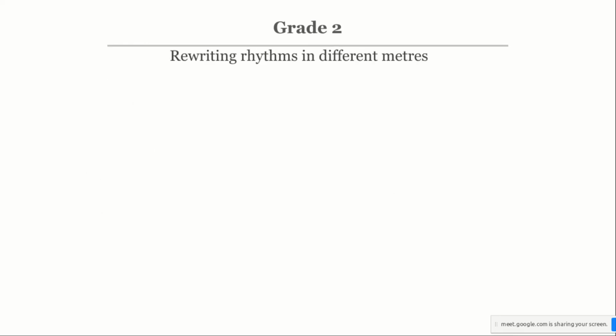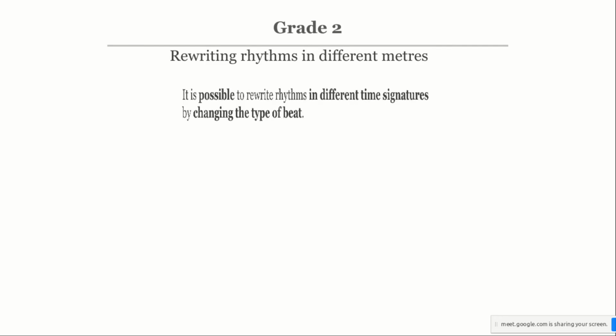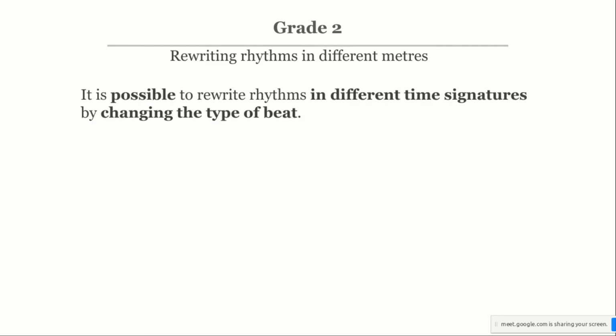So let's look at rewriting rhythms in different meters. It is possible to rewrite rhythms in different time signatures by changing the type of beat. Let me ask this kind of tricky question to Alice. I have a piece that has 70 minim beats per minute, so I play 70 minims in one minute. And then I have another song that has 70 quavers in one minute. Which one of them will come to the end first?